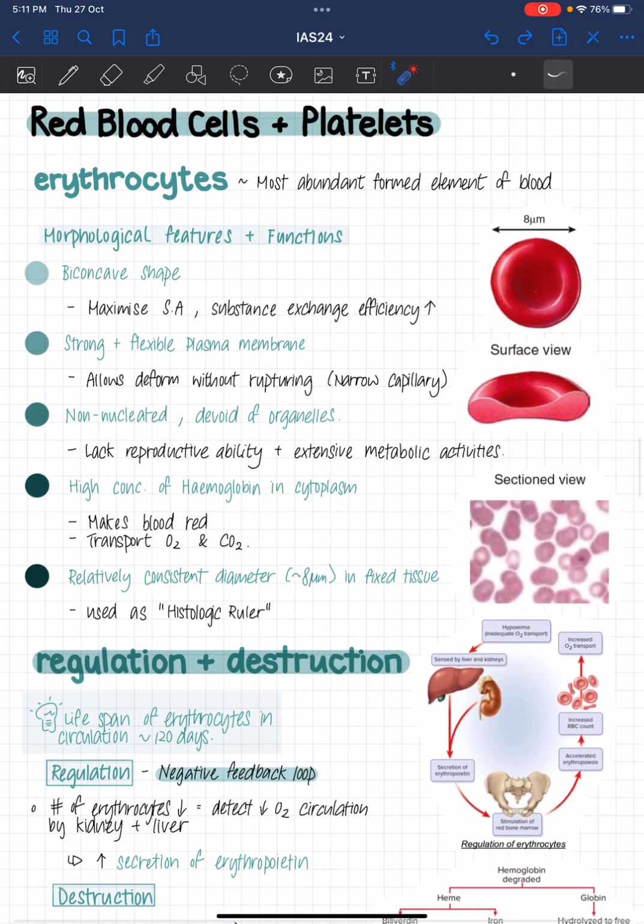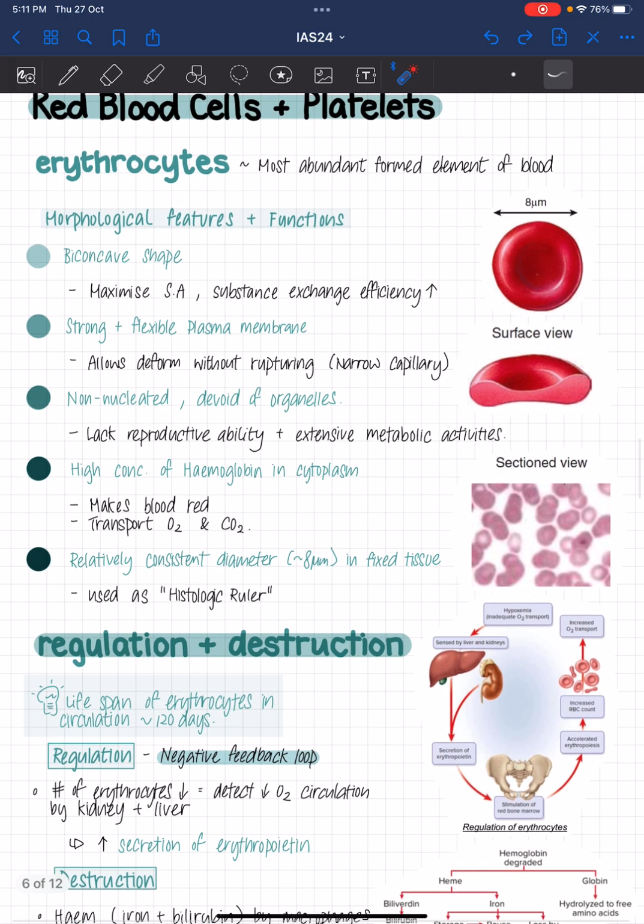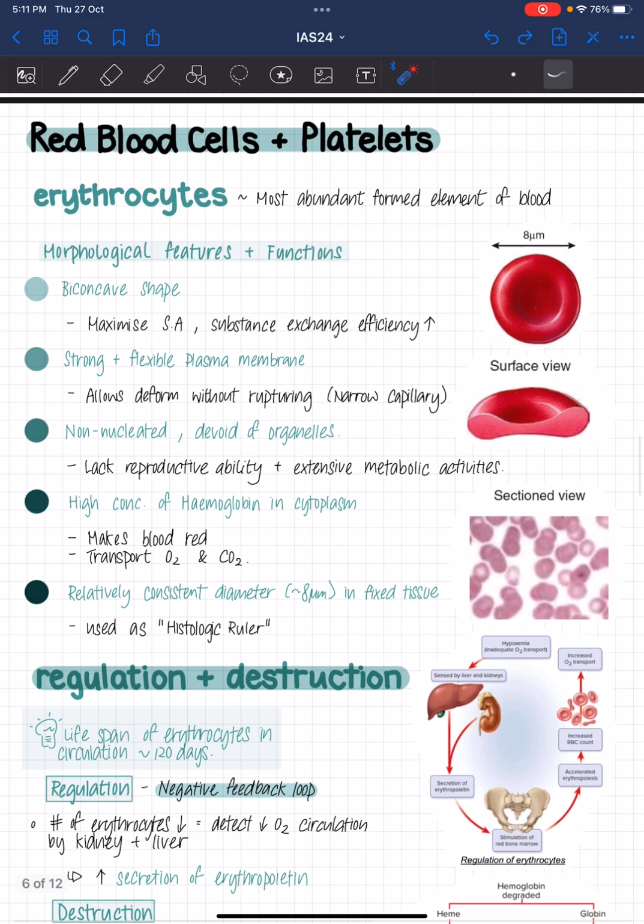Okay, some of the histological and morphological features of red blood cells and platelets.